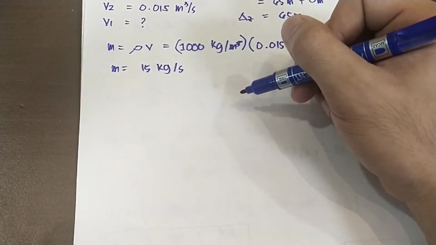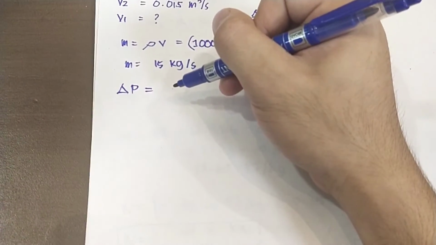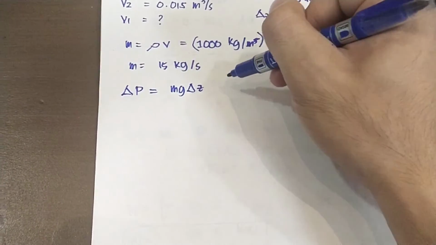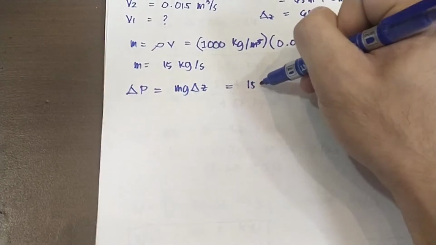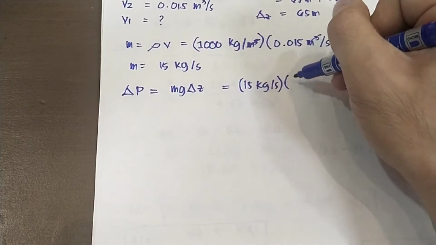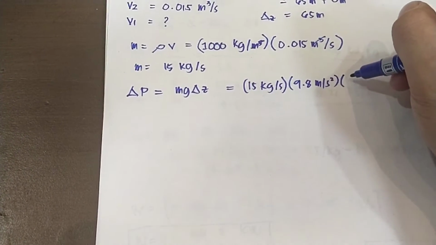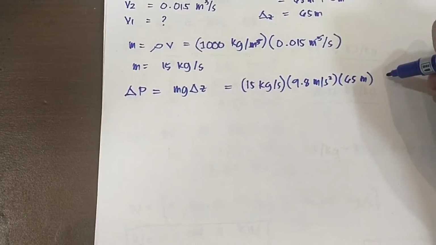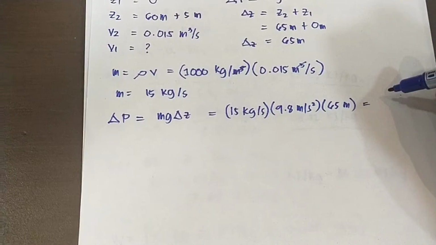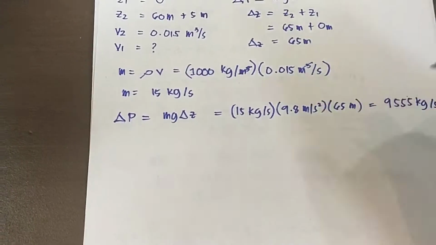So we have now our mass and our change of height, so we can find our change of P, our potential energy. mg times our change of z, or change of height, is equal to the mass, which is 15 kilograms per second, times our gravity, which is 9.8 meters per second squared, times our z, 65 meters, so our change of P is equal to 9,555 kilograms per second.